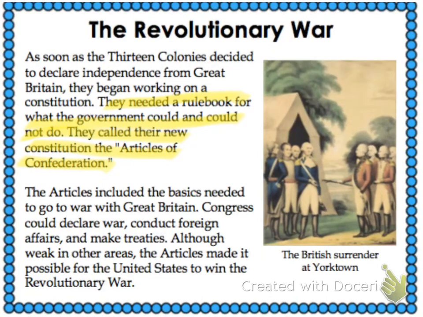Okay, next paragraph. It says the articles included the basics needed to go to war with Great Britain. Congress could declare war, conduct foreign affairs, and make treaties. Although weak in other areas, the articles made it possible for the United States to win the war. So the articles provided for the basics needed to go to war. They could declare war, conduct foreign affairs and make treaties. But look what it says. Although weak in other areas, the articles made it possible for the United States to win the war.